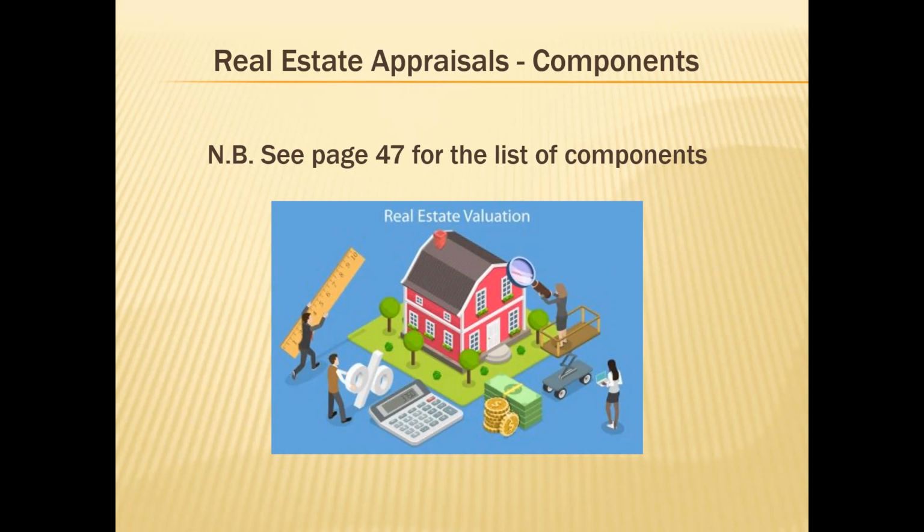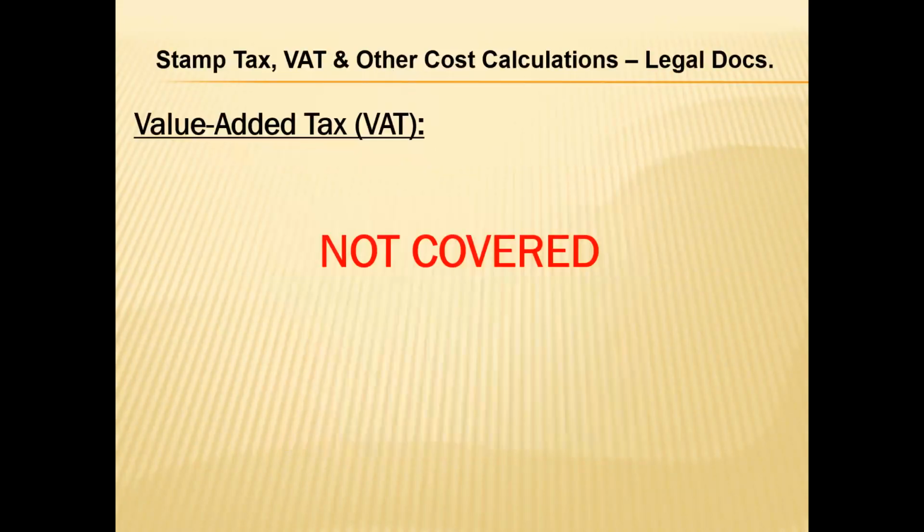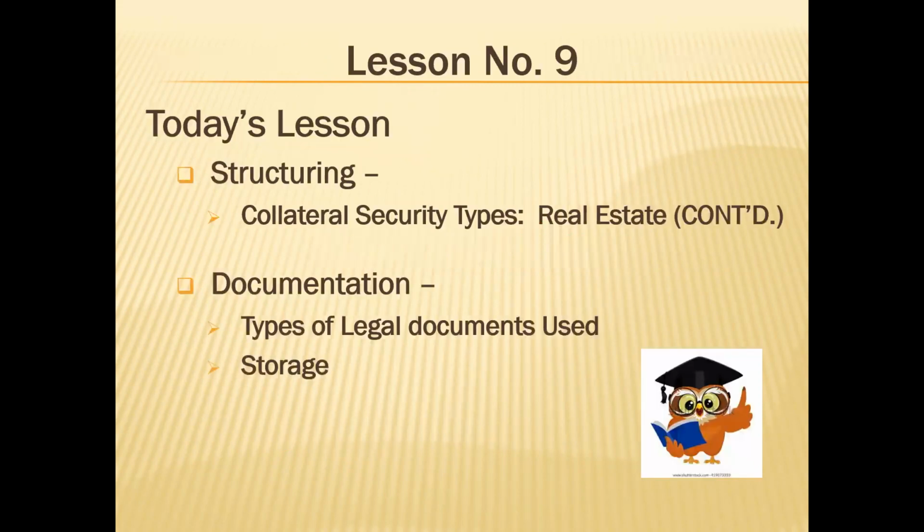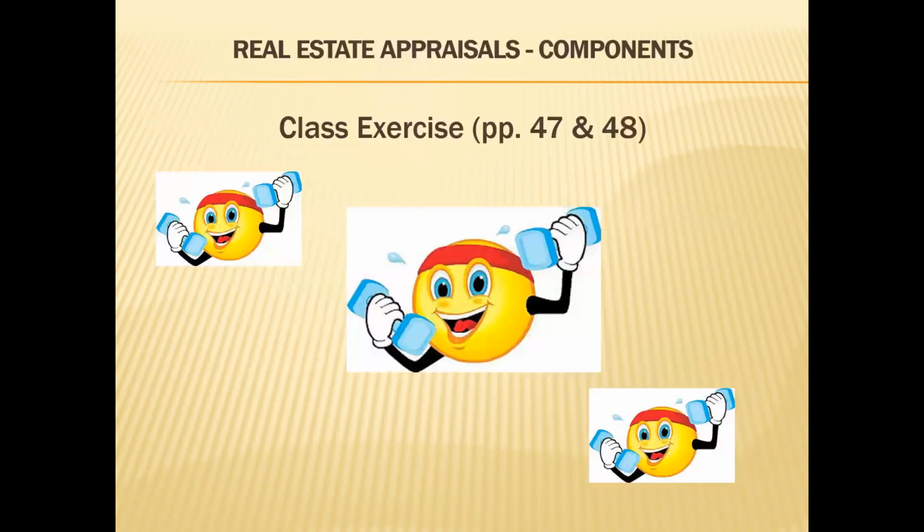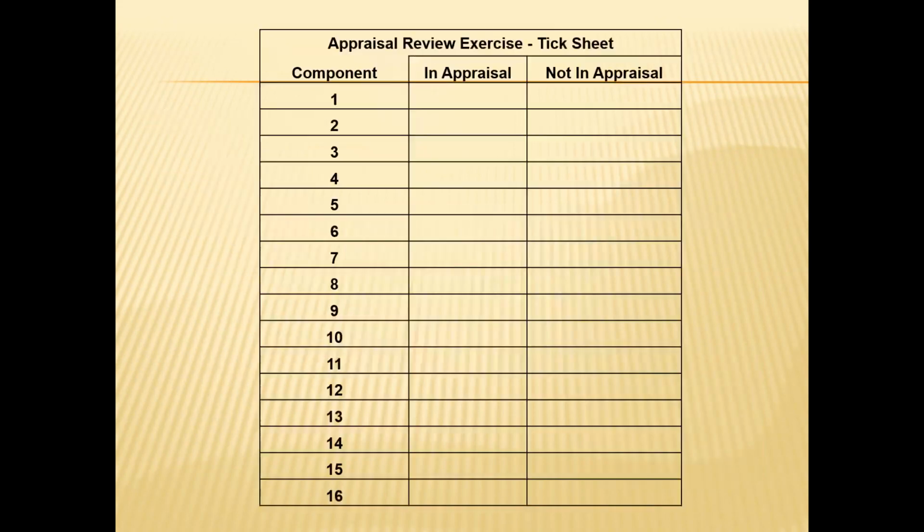Okay, so let's take that appraisal. Let's begin going through that appraisal and keep your finger on page 48 with your tick sheet. Again, we did not cover the VAT. So we're looking between pages 47 and 48.